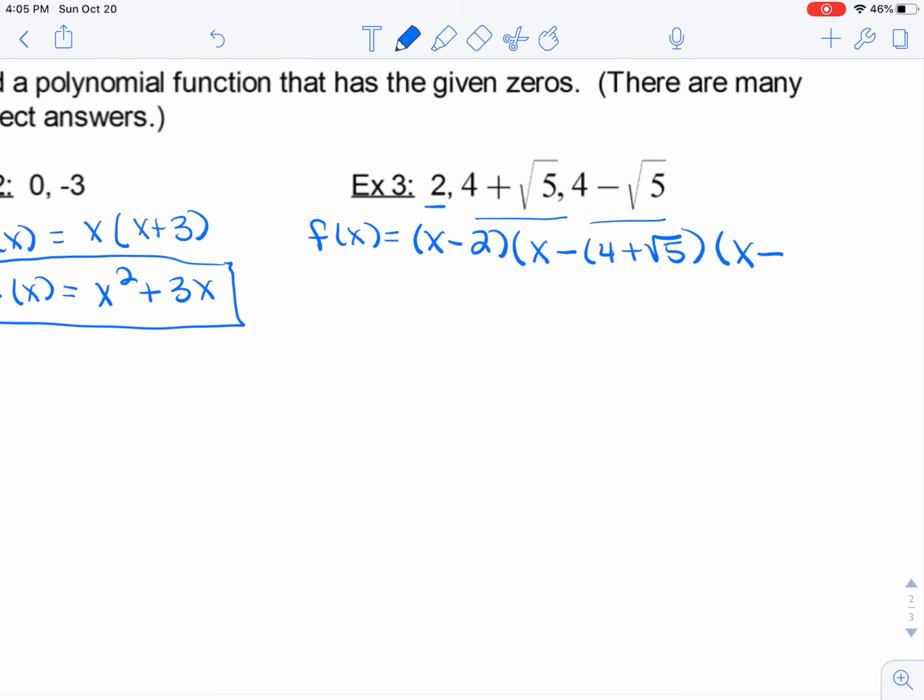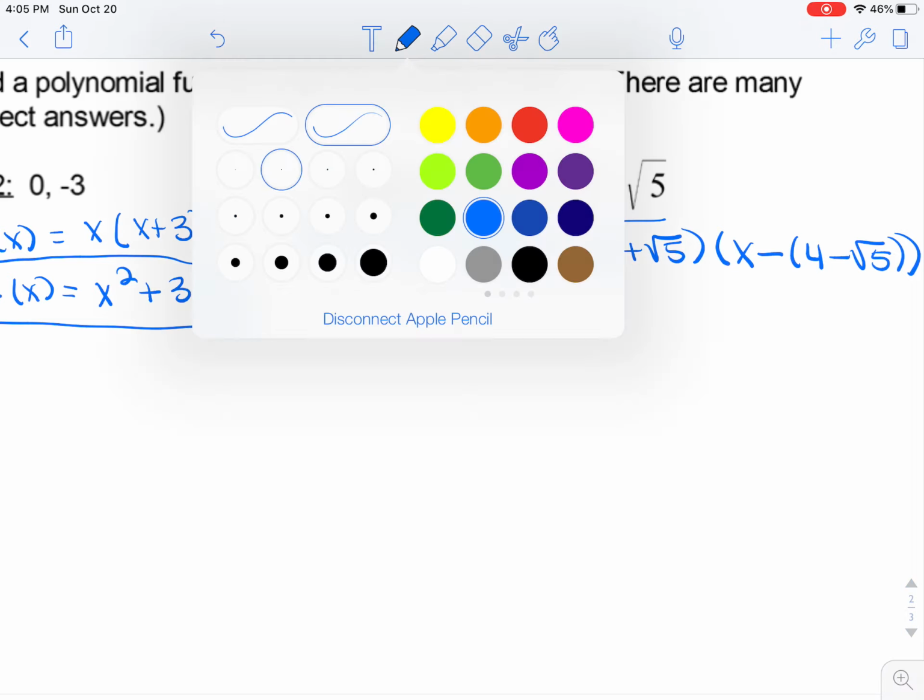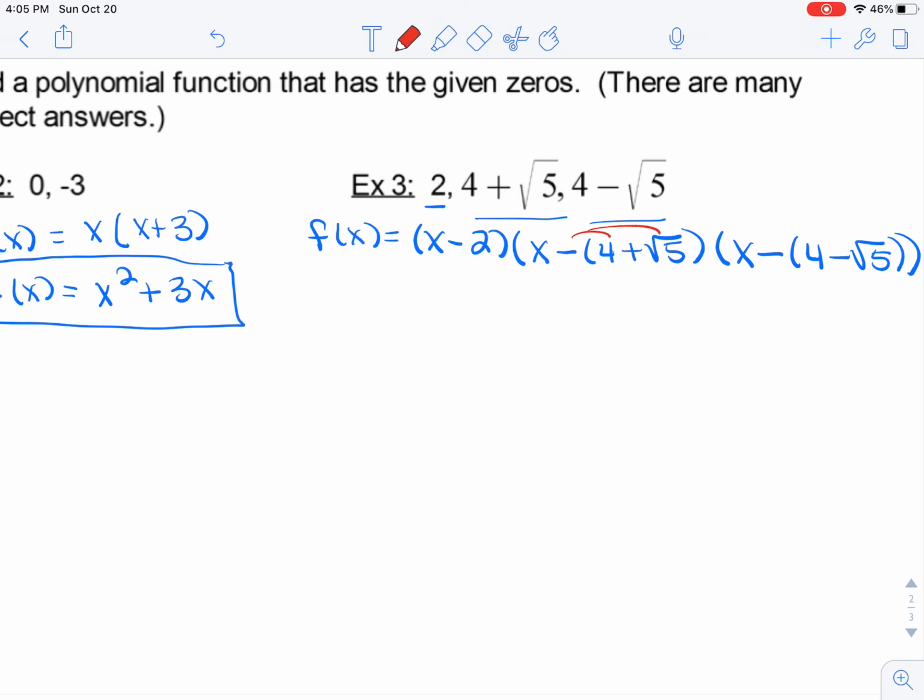And then x minus 4 minus square root 5. Alright, so I'm going to first distribute this negative to both of those terms. So I get x minus 2, and then we get x minus 4 minus square root 5, and x minus 4 plus square root 5.